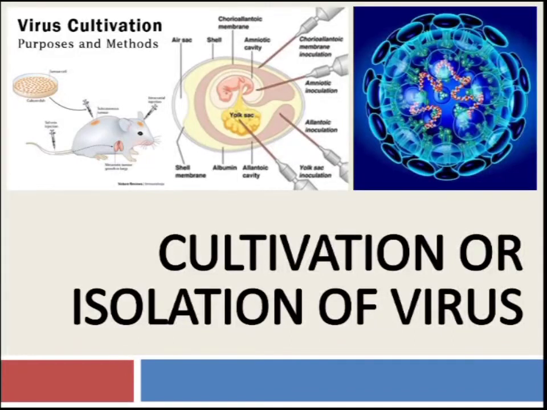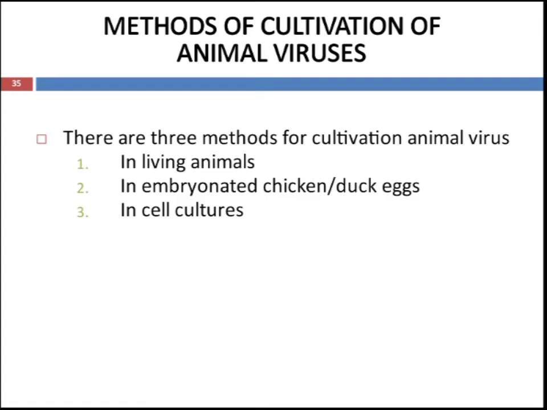In this video, we can discuss the cultivation or isolation of virus. The cultivation method for animal and plant virus is different. Now, first we can discuss the cultivation of animal virus. There are three different methods for the cultivation of animal virus: cultivation in living animals, cultivation in embryonated chicken or duck egg, and cultivation in cell culture.